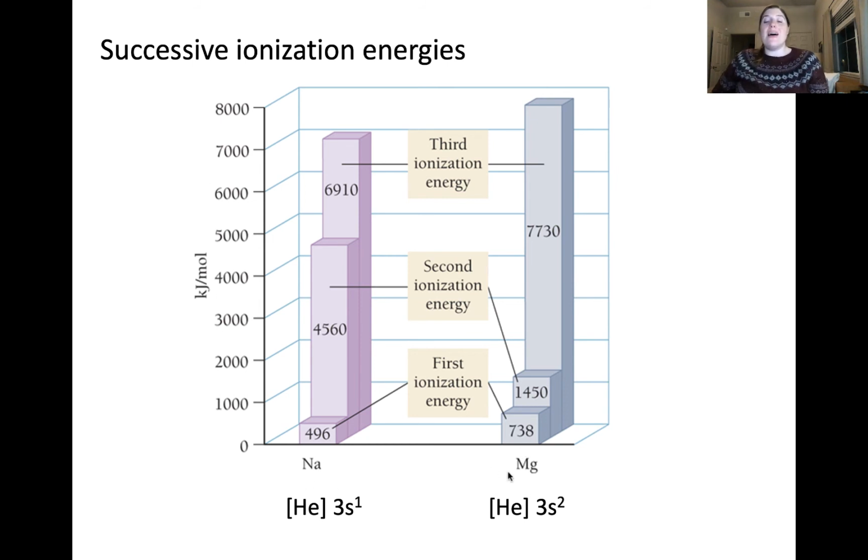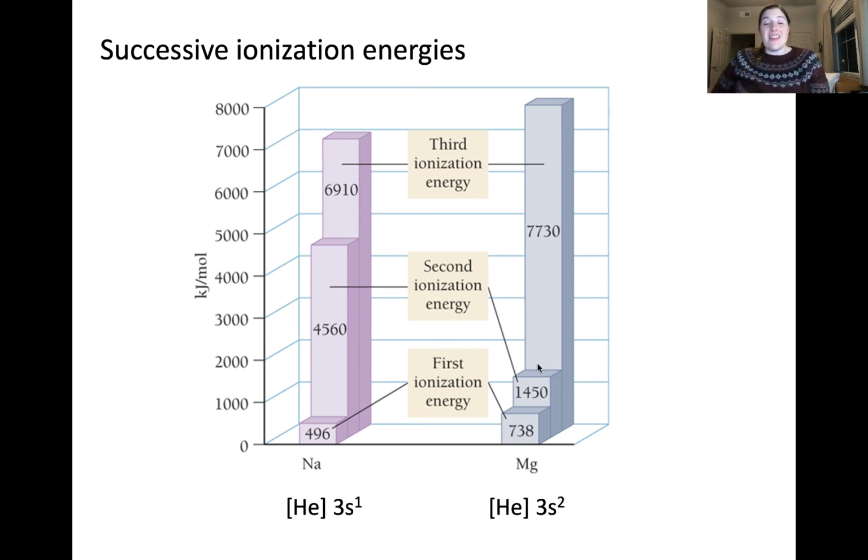Now let's contrast that with magnesium, which has 2 valence electrons. Again, the ionization energy associated with removing the first electron is 738 kilojoules per mole. There's not as big of a step for the magnesium between the first and second ionization energy as there is for sodium. And this is because removing the first electron takes it out of the 3s shell, or 3s orbital, and then removing the second electron is removing that second electron out of the 3s orbital.